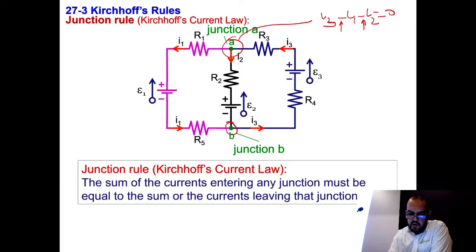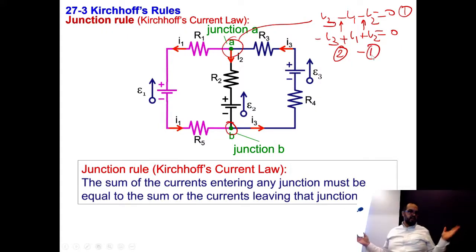I can also write Kirchhoff's current law for this branch. Okay, so let's write it. So we have I1, let's start with I3. I3 is leaving, so it's minus I3. Okay, and I1 is moving in, plus I1. And I2 is moving into the junction, and you can see I2 is moving into it, so this is plus I2 is equal to 0. Notice that for these two junctions, one equation is minus 1 times the other equation. So really, if this is equation 1, equation 2 is just minus equation 1. So it really does not add more information. It's the same mathematical equation.